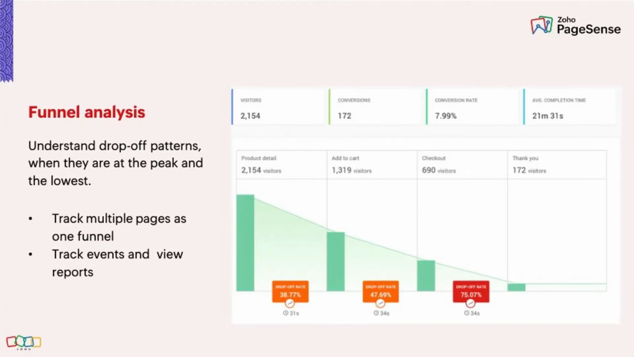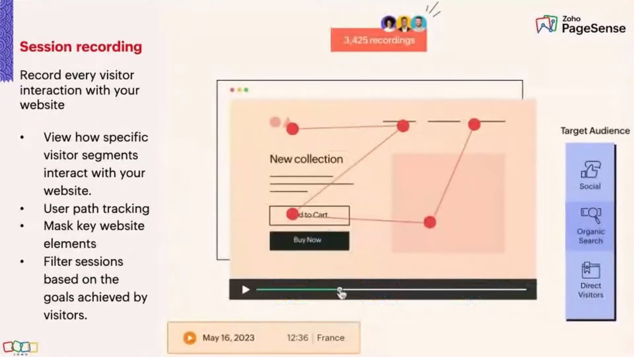Moving on to the most interesting feature, session recording. So with PageSense session recording, you can record every visitor interaction with your website to understand how visitors interact and later identify any potential problems that is a barrier for conversions. So you can record clicks, scrolls, and mouse movements. You can view how different groups of visitors interact with the website. You can also monitor the user journey, which includes pages they explore on the website.